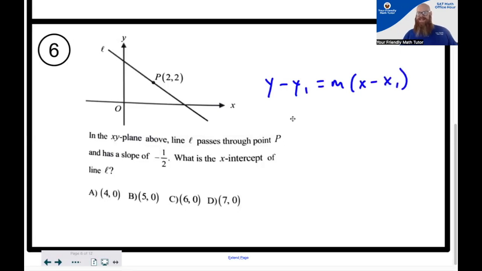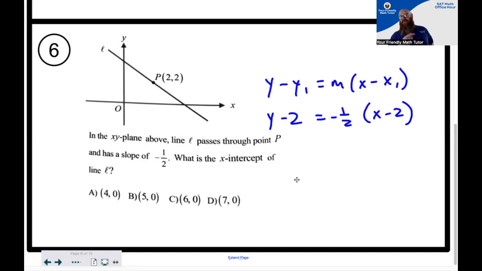The reason that this is easy to use is because all I have to do is plug in the slope and a point. So I get y minus 2, right? Y1 is this one, it doesn't really matter. And then my slope is -1/2, and my x1 is 2 as well. Now, we're used to in school solving this to get it y equals mx plus b, but we don't need to because what they want is the x-intercept.